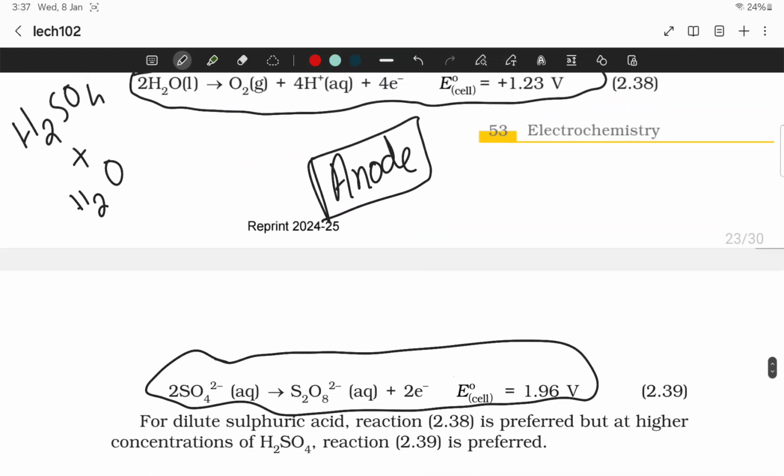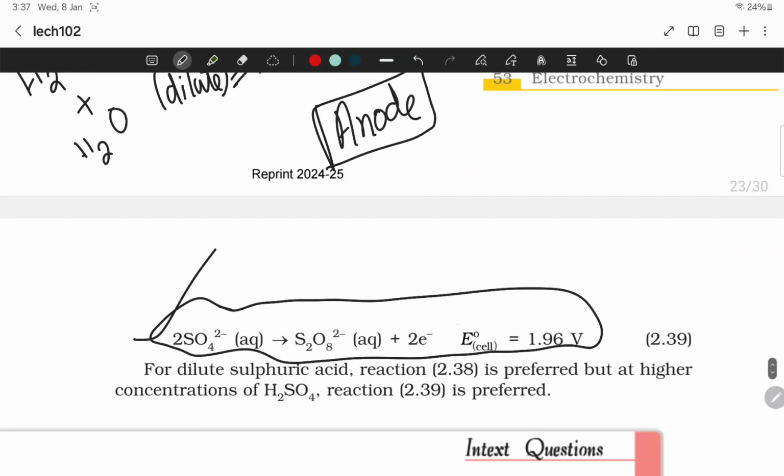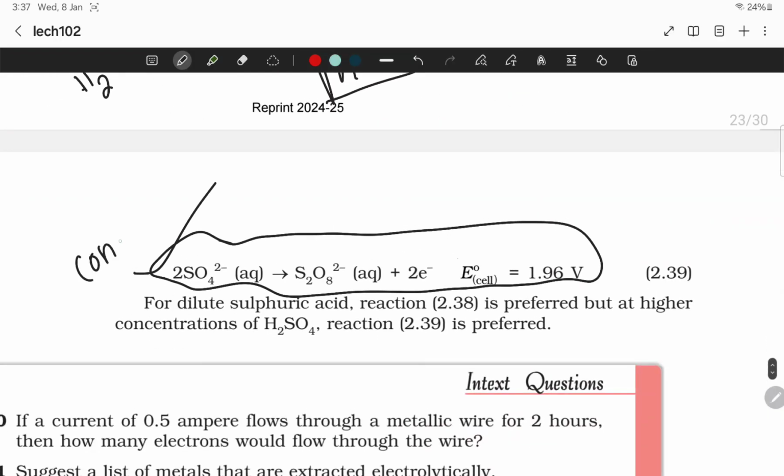They are telling that both the reactions can happen. If the solution is dilute, then oxygen will be evolved. If the acid is concentrated, then what happens? We get S2O8^2-. This reaction is preferred. Okay, this is very important.